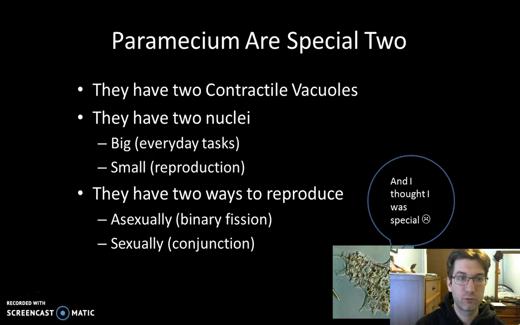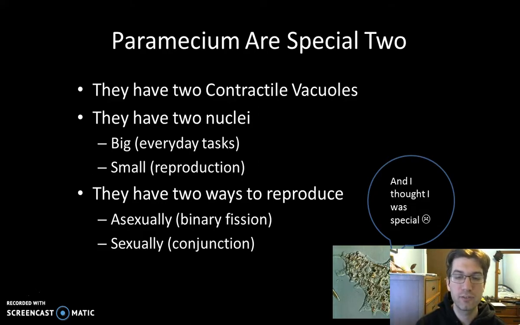They do have two of a lot of things, so keep that in mind. Paramecium are going to have two of those contractile vacuoles, these organelles that take in and out water. They're going to have two nuclei as well. They're going to have a big nucleus and a small nucleus.